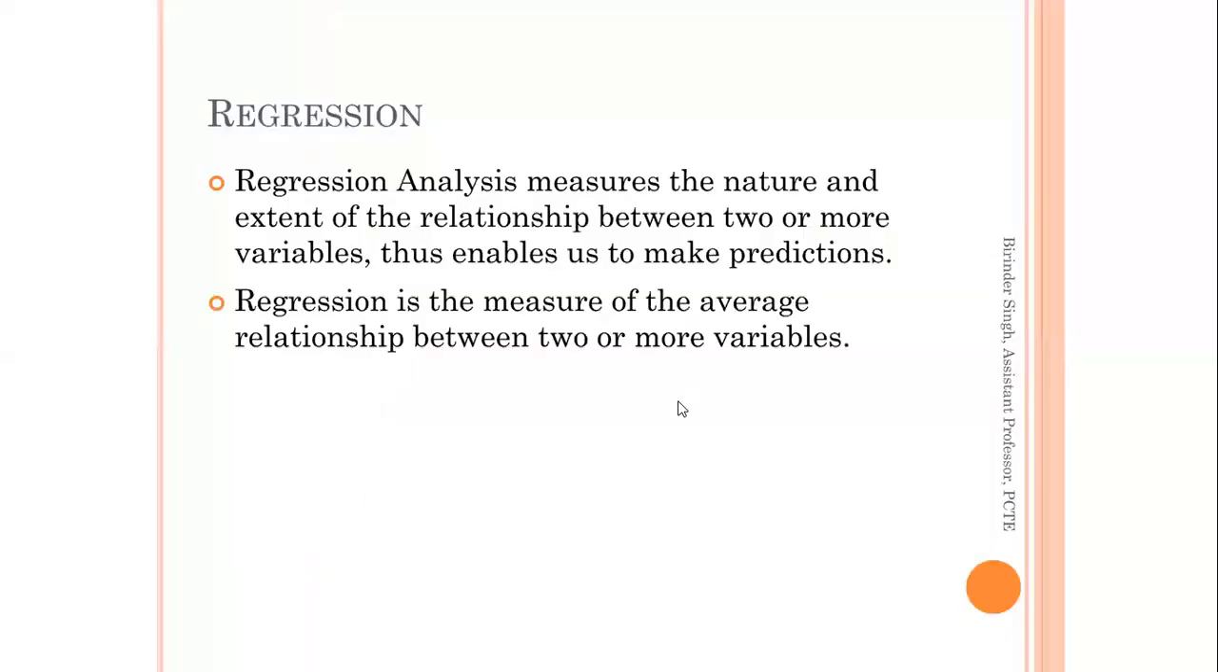Now, what do you mean by regression? Regression or regression analysis measures the nature and extent of relationship between two or more variables, and thus enables us to make predictions. It tries to analyze to what extent the relationship is there. In correlation, we'll try to find out whether a relationship is there or not, but in regression we find out to what extent this relationship exists in the variables. So regression is the measure of the average relationship between two or more variables.